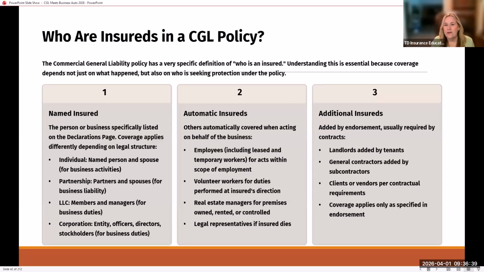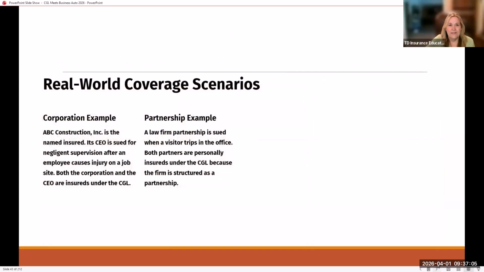And if a volunteer were to, again, be negligent and cause bodily injury and property damage to a third party, and they get sued, they're protected under this policy. Of course, legal reps, and then you have your additional insureds that we talked about. Spouses as well. If a spouse comes into the business and they're working in the business and they were to get sued because they're negligent, they're also protected in this business as well.